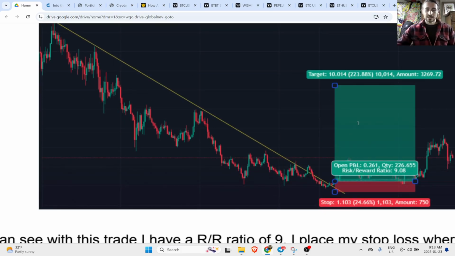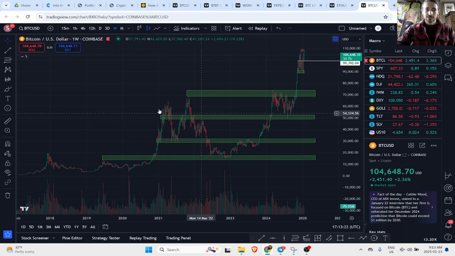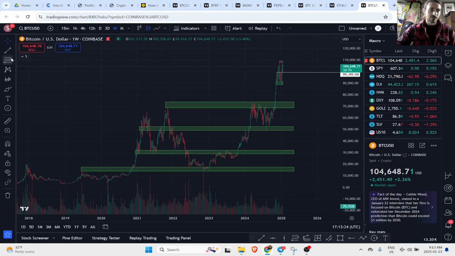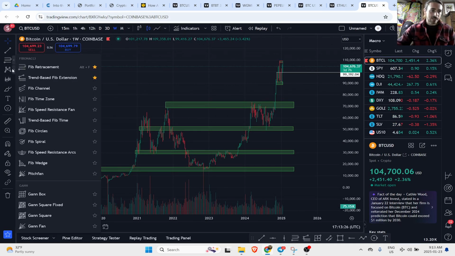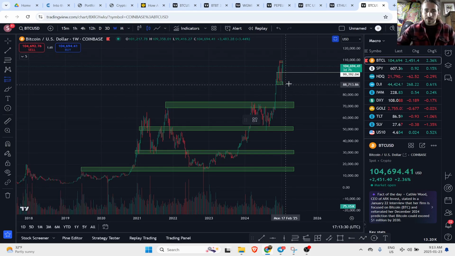So we saw here, using our long position tool, you can see we can drag our stop loss here and then we can drag our target up here. I'll also jump over here and just show you quickly on a new chart. We take our long position tool, and let's say we'll just put it here for now. Let's say we went long on this bull flag here.